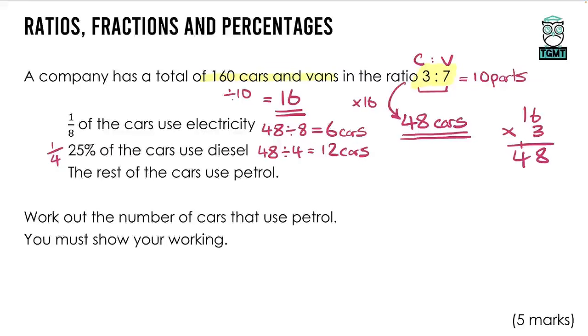It says the rest of the cars use petrol. Work out the number of cars that use petrol. Well, in total here, if we add these two together, we have 18 cars. So there are 18 cars that use electricity or diesel. There are 48 cars in total, so for the amount that use petrol, we have 48 take away 18, which is equal to 30. So the final answer for our question would be 30 cars that use petrol.